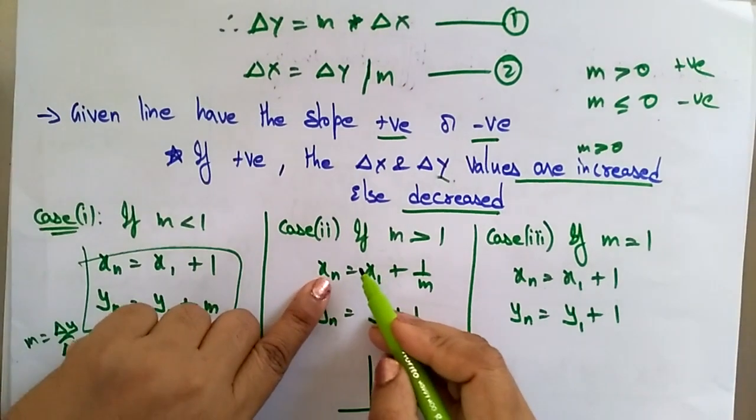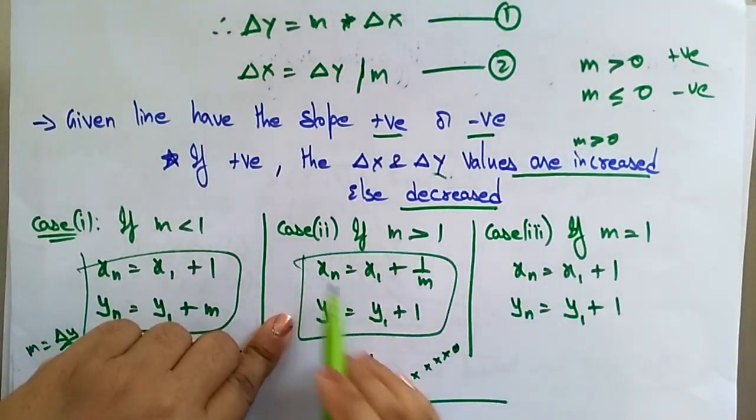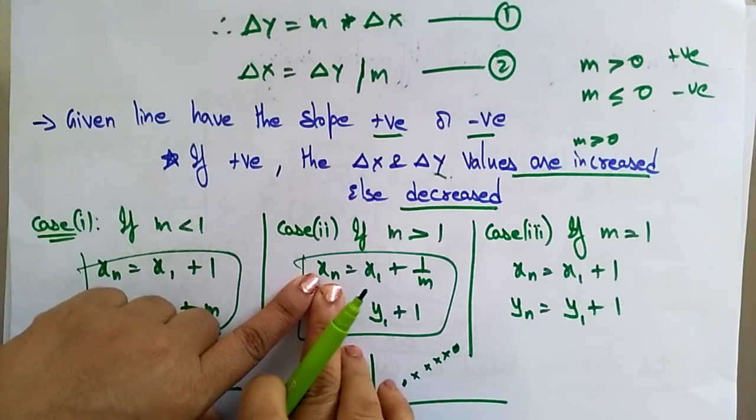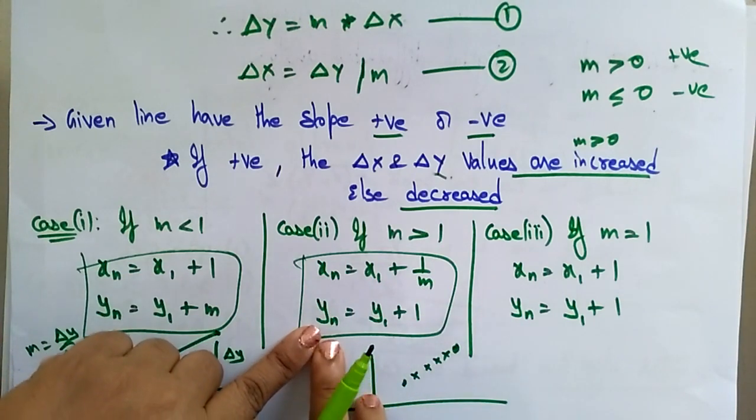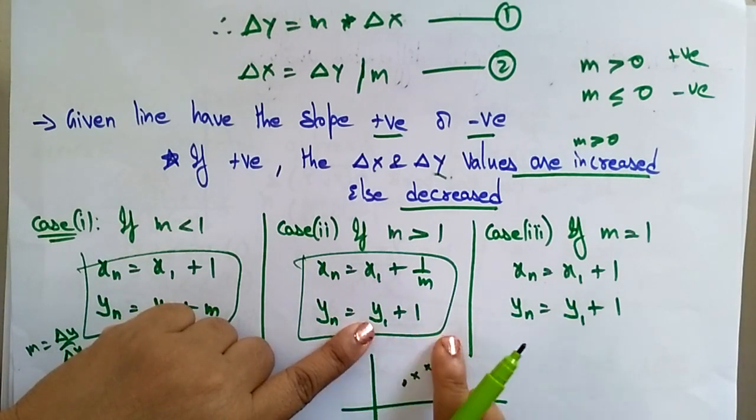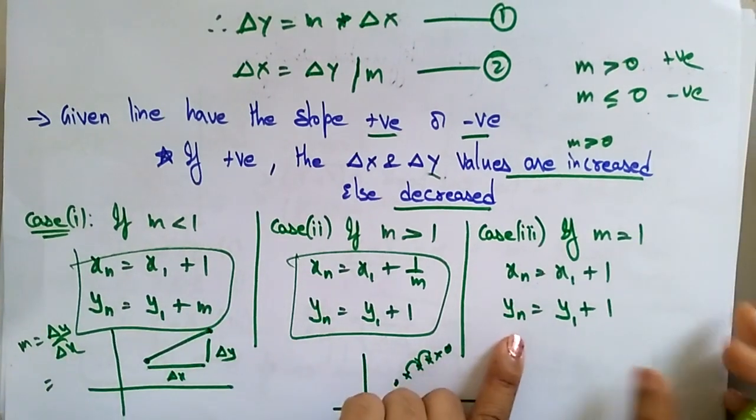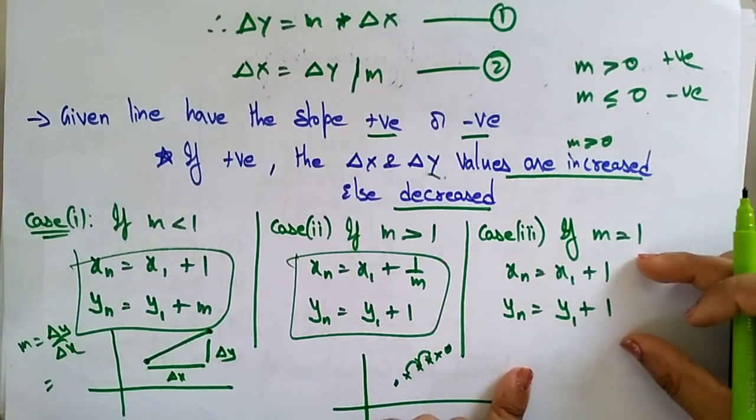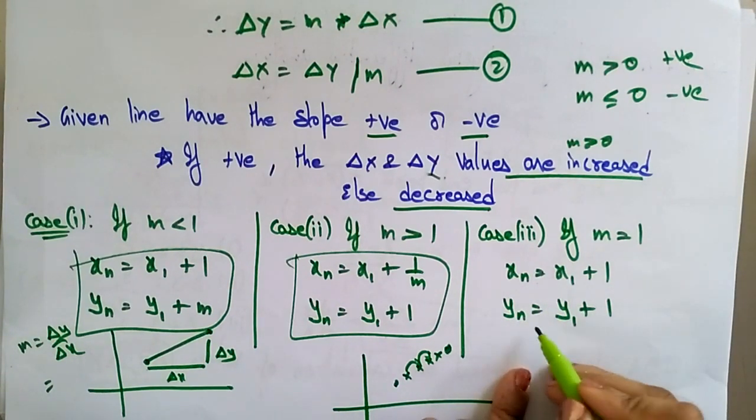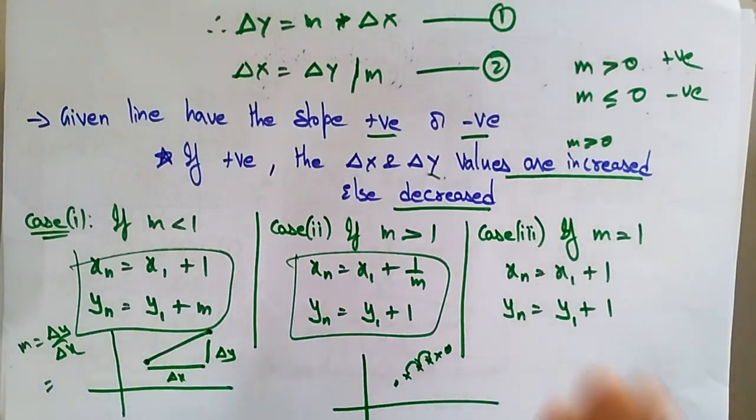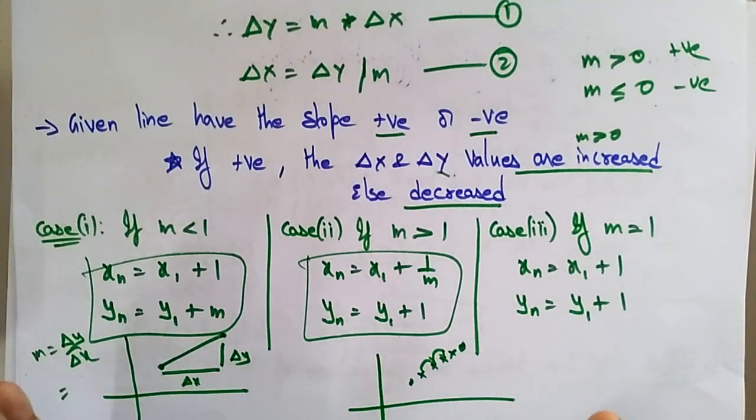Suppose the slope is greater than 1, you have to use these formulas to find the new values. The new x value is the previous x plus 1 by m, and the new y value is the previous y plus 1. Suppose the slope is equal to 1, then the new x is x1 + 1 and the new y is y1 + 1. So just remember these formulas for the DDA algorithm.